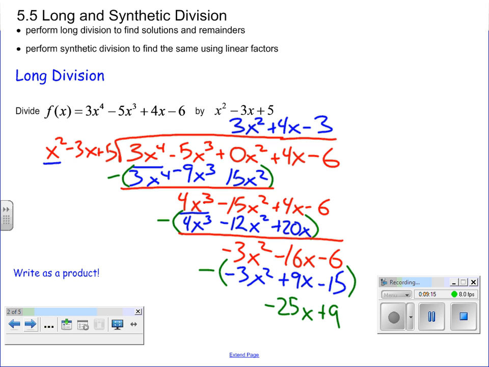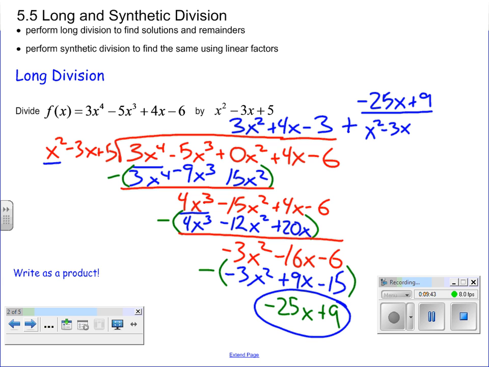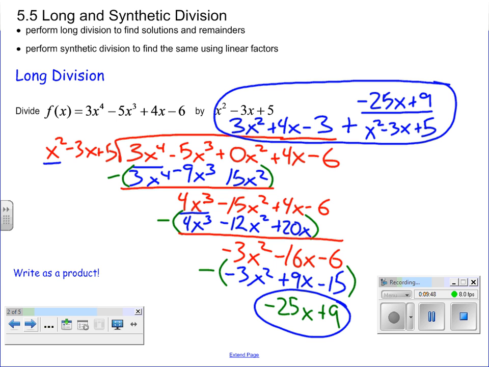Okay. Now notice, that is less than what I'm divided by. That is a linear polynomial. This is a quadratic, so I have to write this as a remainder. So this last portion here is my remainder. I'm going to write it up here. So I'm going to say positive, I'm adding something to it. Negative 25x plus 9. Again, you don't want to put that negative out in front because the negative only belongs to the 25x. Okay? And on the bottom, you write what you divided by. So that is the answer to this portion here.